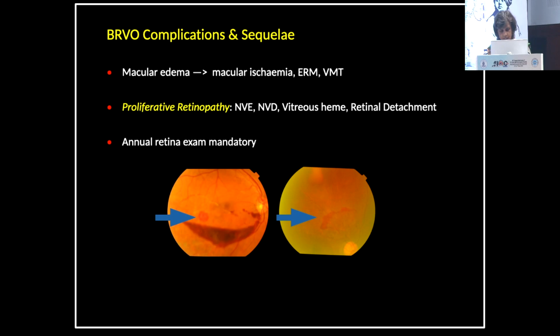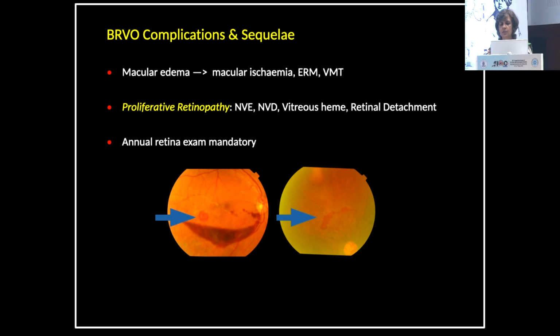Now, what are the complications we may see in retinal vein occlusions? Initially, of course, the macular edema, which we start treating with injections. But later on, proliferative retinopathy in BRVO. Look for NVE, NVD, vitreous hemorrhage, and tractional retinal detachment. And for this, it's very important that every patient of BRVO is committed to an annual retina exam.